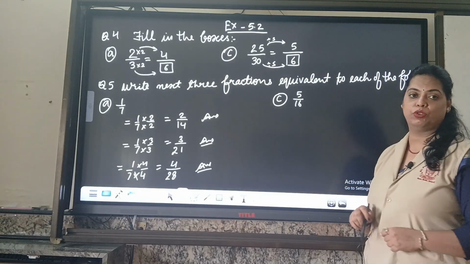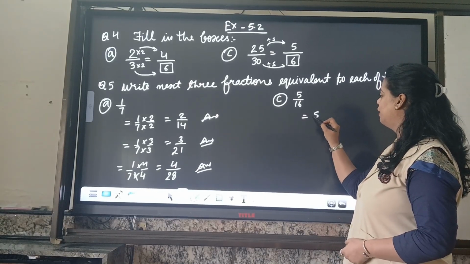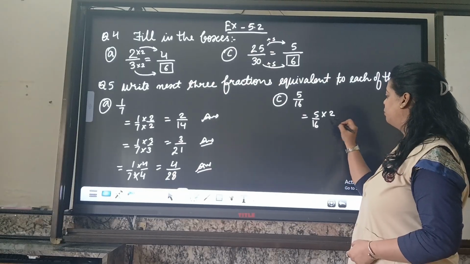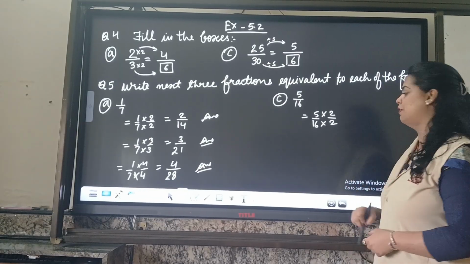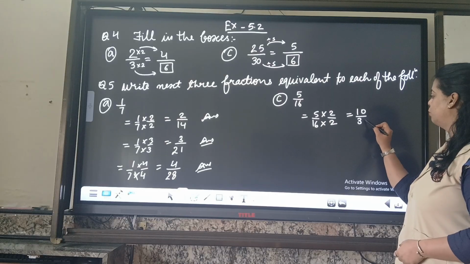Same thing we are going to do with C part. It is 5 by 16. So the first number which I am going to take is 5 by 16 multiplied by 2. So the same number I will multiply with the denominator. So it will give you 10 upon 32.